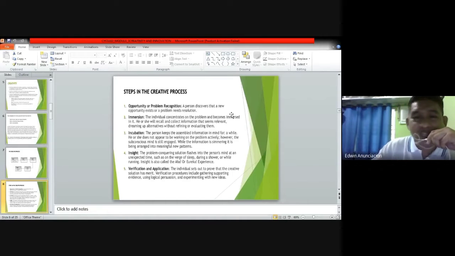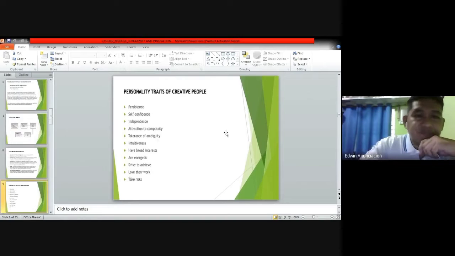Siyempre po sa verification, hindi naman pwedeng sabi-sabi lang yan, no? Kailangan po, it must be what? It must be gathered with supporting evidence, and then using logical persuasion and even experimenting with new ideas. Okay. So what are the personality traits of creative people? So a creative person has persistence.